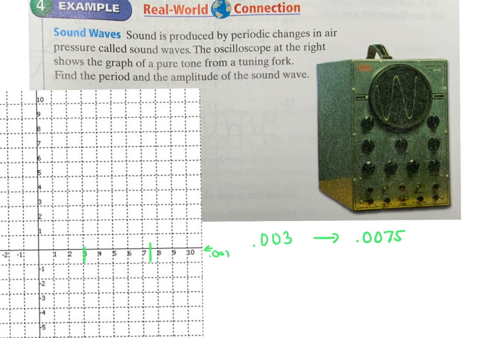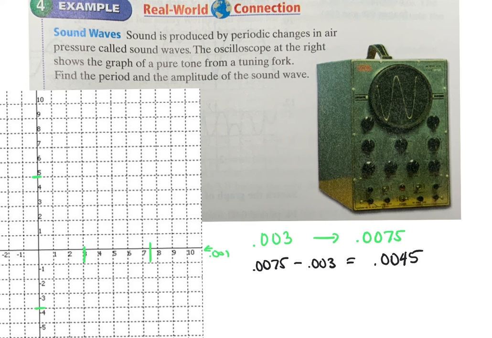So then how do I find out what the length of the period is? If it starts at 0.003 and goes to 0.0075, how do I find my period? Yeah, subtract. So I'm going to say the period is 0.0075 minus 0.003. My period is 0.0045. That's my period. Then it tells me the maximum value is 4 and the minimum value is -4.